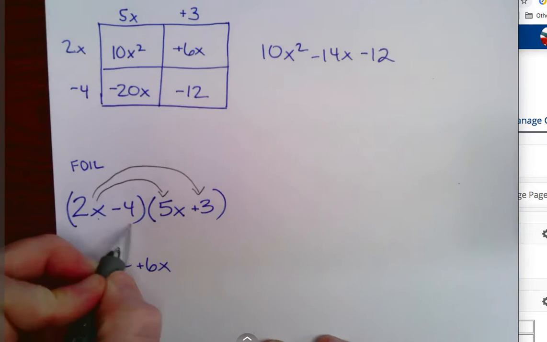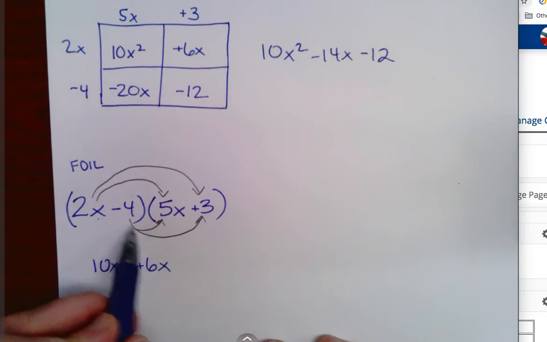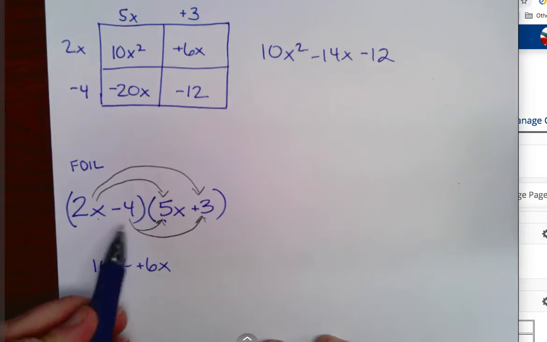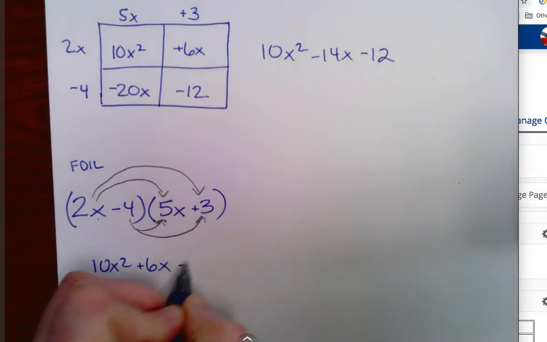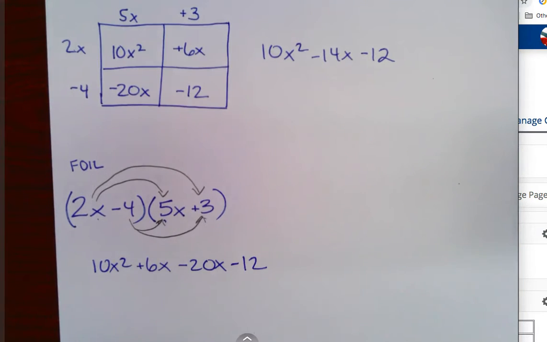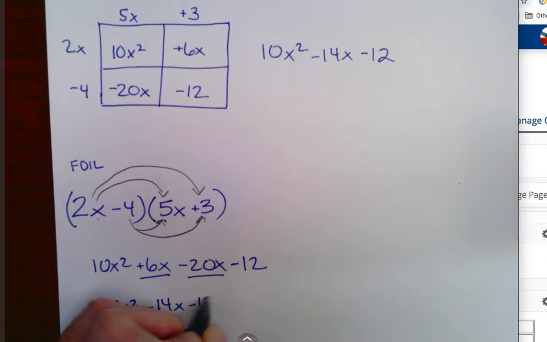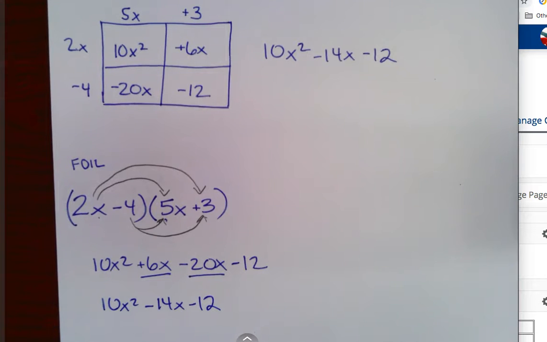Now we're going to take the negative 4 and we have to multiply it by both terms. So we have the inners times the lasts. Negative 4 times 5x, negative 20x. Negative 4 times a positive 3 is negative 12. And if you notice, we ended up with the exact same terms as the box method up here. Just a different way of lining up the problem. So I have 10x squared. These are our like terms, so I have negative 14x minus 12. Same answer. You could choose whatever method you like.